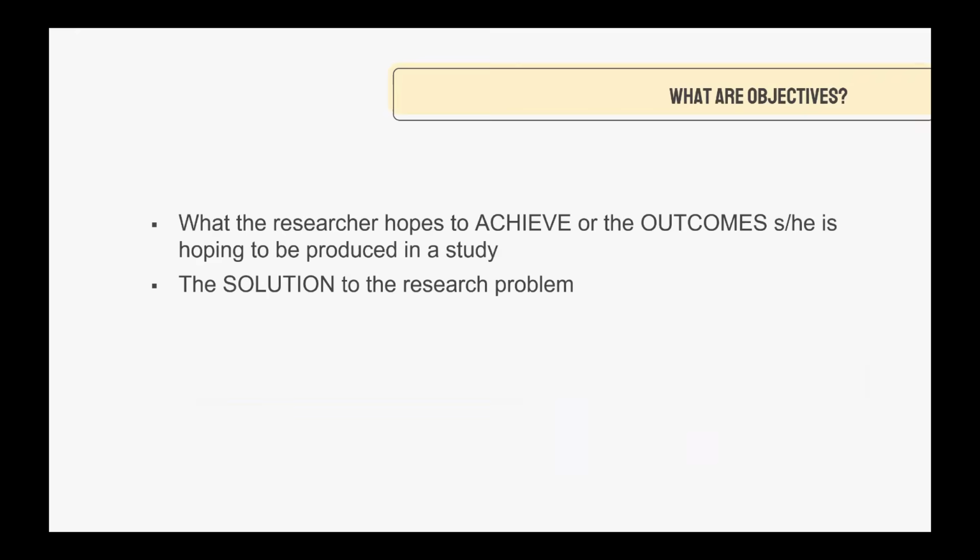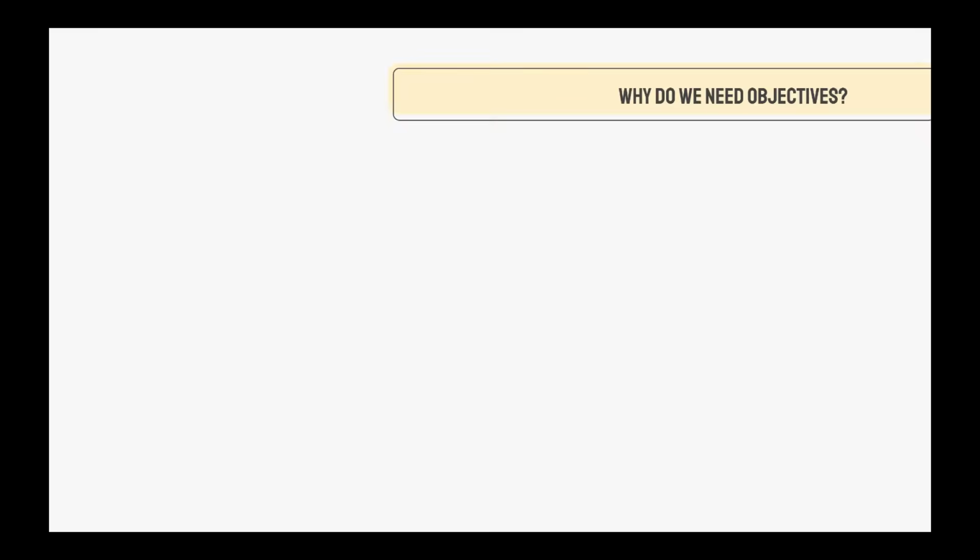So for the objectives, these are what the researcher hopes to achieve or the outcomes he or she is hoping to be produced in a study. It's the solution to the research problem. The objectives are really crucial for a study. They're like the crux of the study.